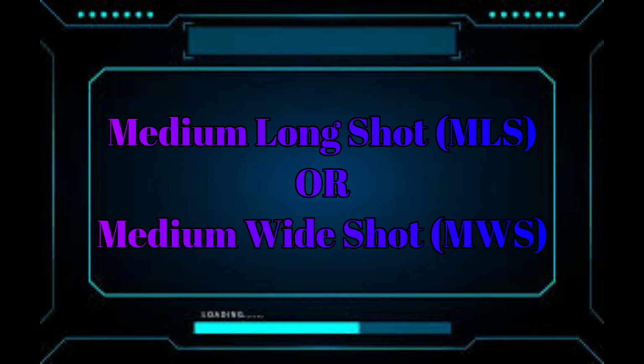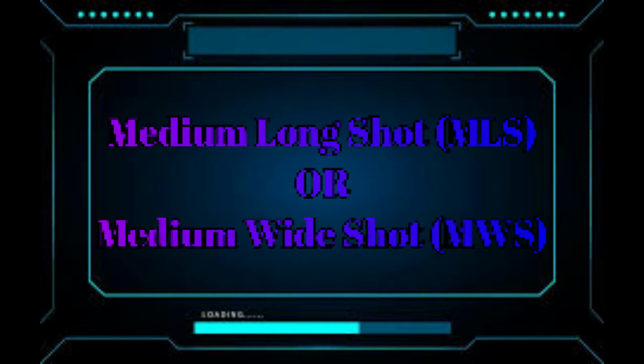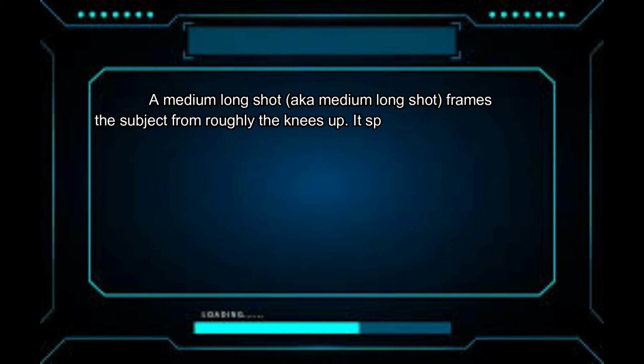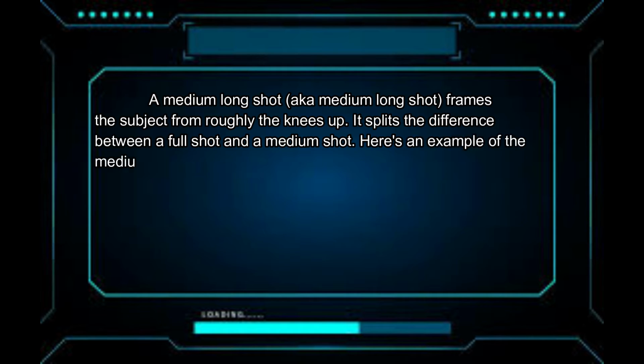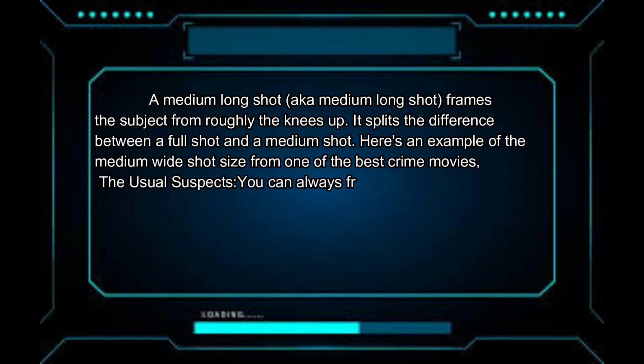Medium long shot or medium wide shot. A medium long shot frames the subject from roughly the knees up. It splits the difference between a full shot and a medium shot. Here's an example of the medium wide shot size from one of the best crime movies, The Usual Suspects.